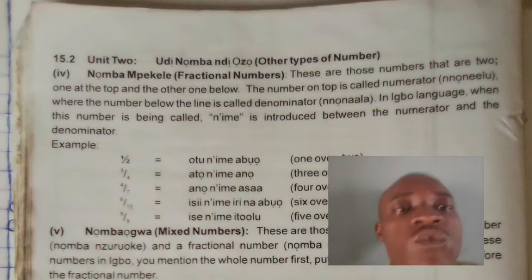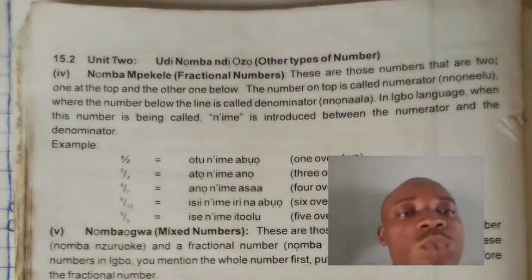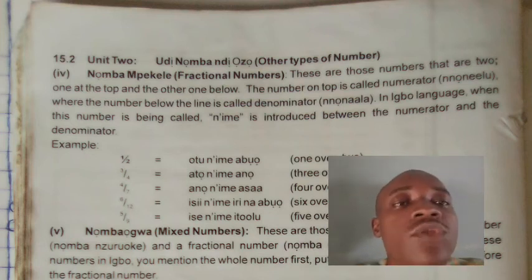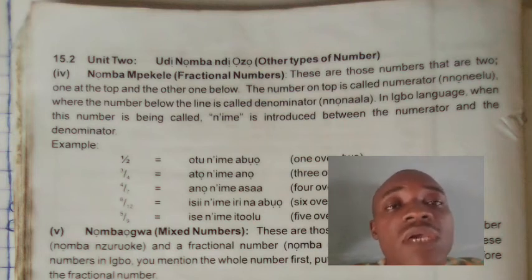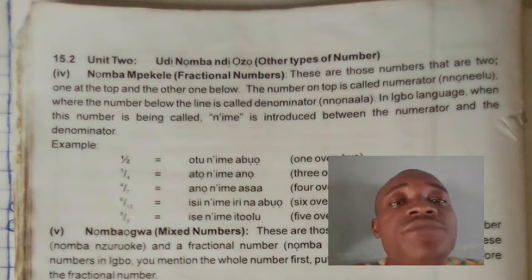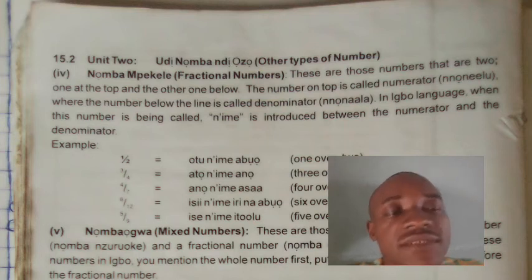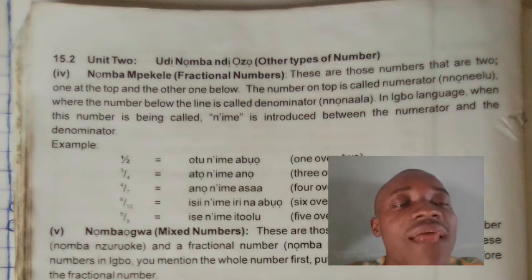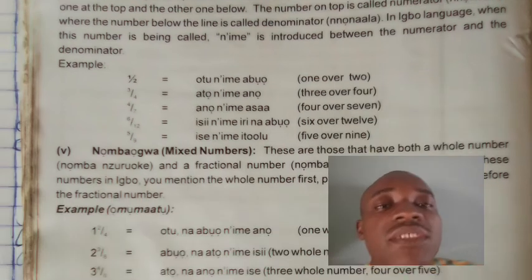Okay, look at udi number ndi ozo. We have other types of numbers. Udi number ndi ozo, in bracket, it means other types of numbers. Okay, you have this one, which is number mpekele. These ones are what? Fractional numbers. You can see the examples you have.